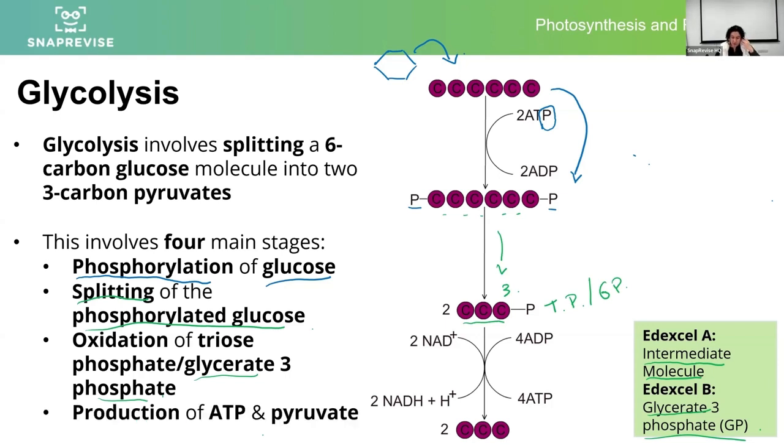And then finally, we've got the production of ATP and pyruvate. I'm just going to change color here. So here's my production of ATP, which basically dephosphorylates, right? It dephosphorylates triose phosphate, so that phosphate can be loaded onto ADP and converted to ATP. So here we have our pyruvate. This is my pyruvate. And here is my ATP produced.